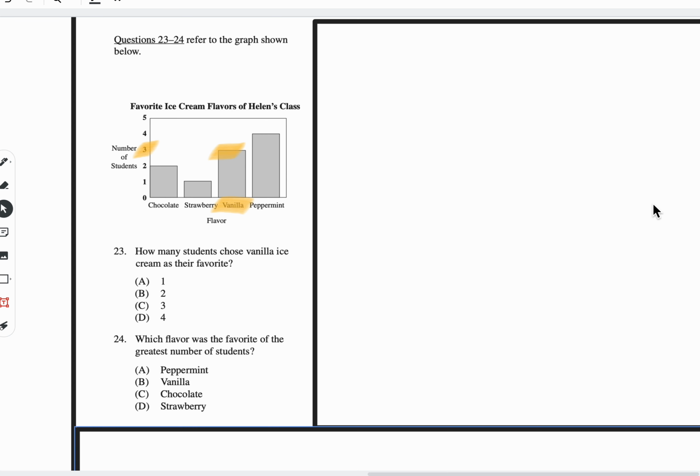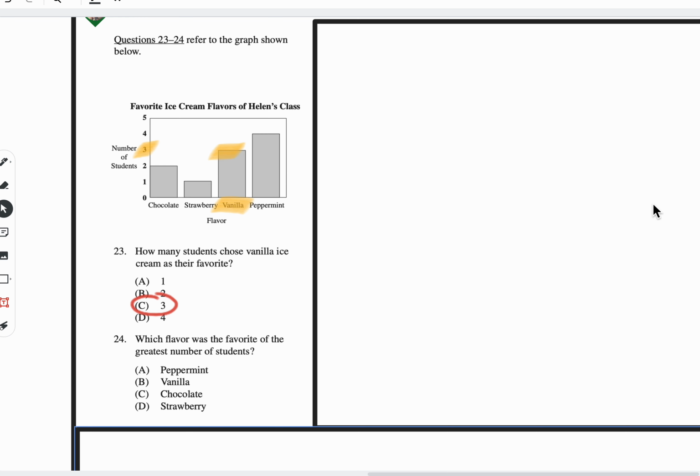The correct answer is C, 3. Let's take a look at 24. Which flavor was the favorite of the greatest number of students? Here we'll use the graph again. We need to find which flavor the greatest number of students chose.